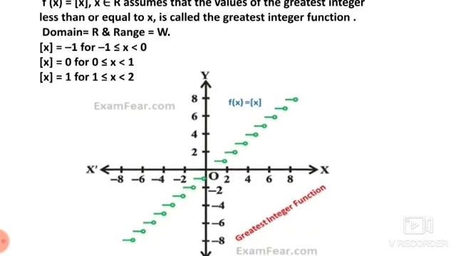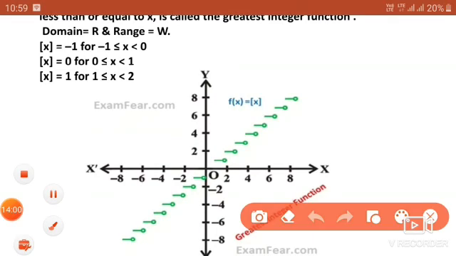See, it is defined like this. If x is minus 1, it takes for minus 1 less than or equal to x less than 0. If it is 0, it is 0 less than or equal to x less than 1. If it is 1, it is 1 less than or equal to x less than 2. See the graph, the hole is here, and the graph is given as 2, 4, 6, 8.